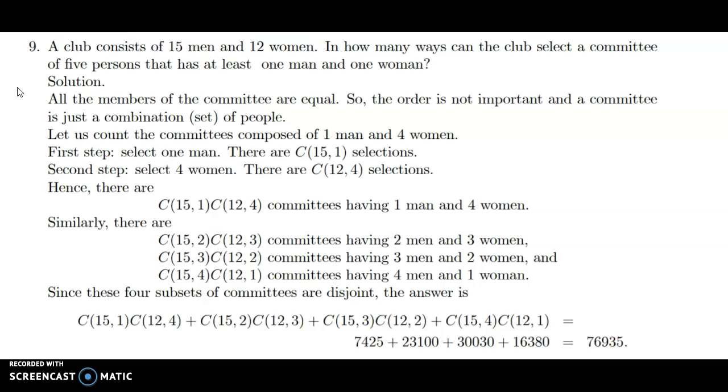Problem 9. A club consists of 15 men and 12 women. In how many ways can the club select a committee of 5 persons that has at least 1 man and 1 woman?